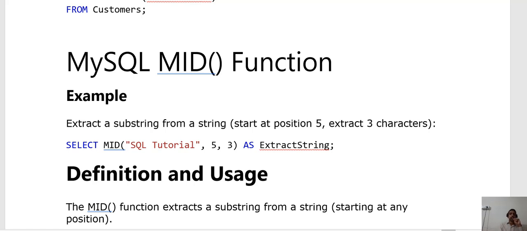Okay, select mid SQL tutorial 5,3 as a string. So what it will do: the start position will be 5, and the ending position defines 3 characters. So from there it will fetch only 3 characters.